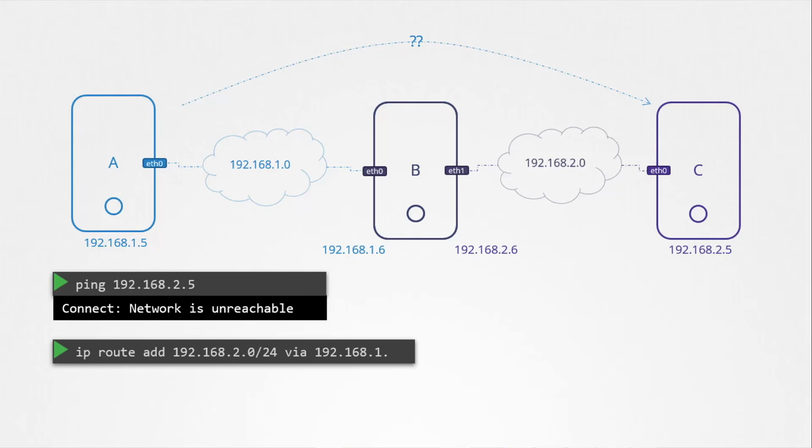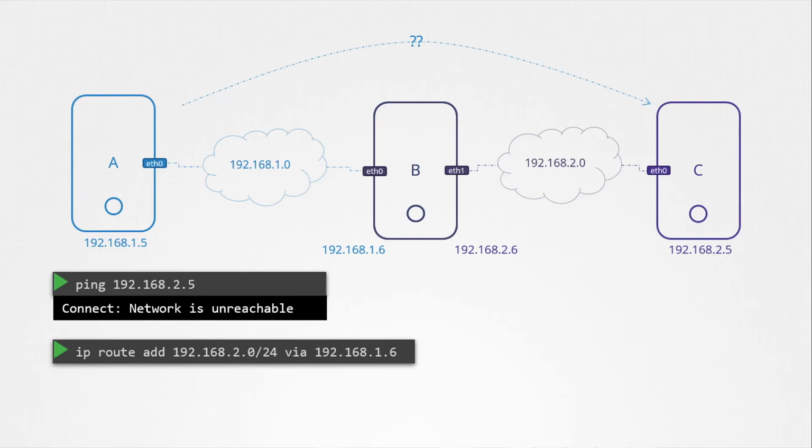And we do that by adding a routing table entry. We add a route to access network 192.168.2 via the gateway 192.168.1.6. If the packets were to get through to host C, it will have to send back responses to host A.